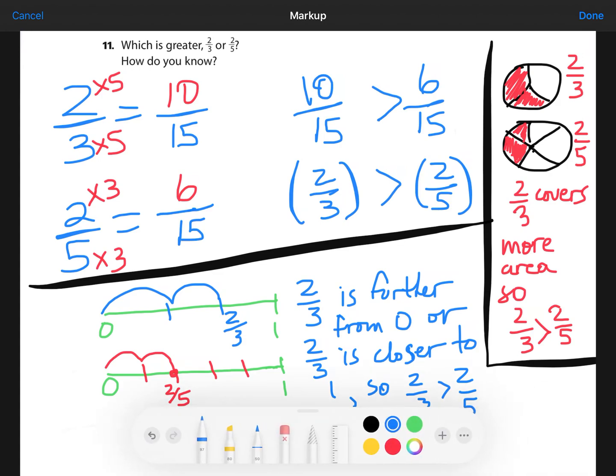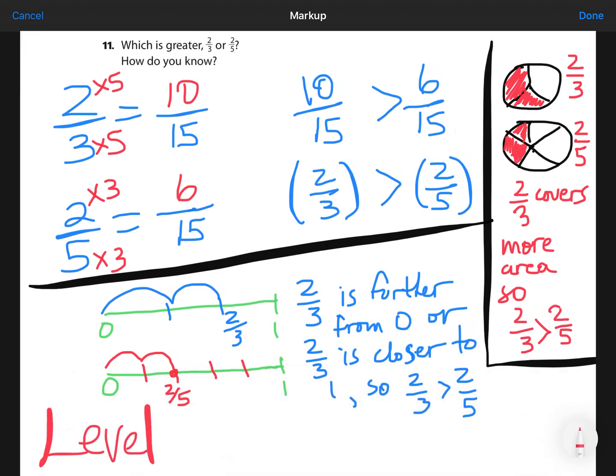That would be, I would say, a level 4, and a level 3 for anything on its own. 3+ maybe, depending on how accurate and how clearly the thinking is being shown.